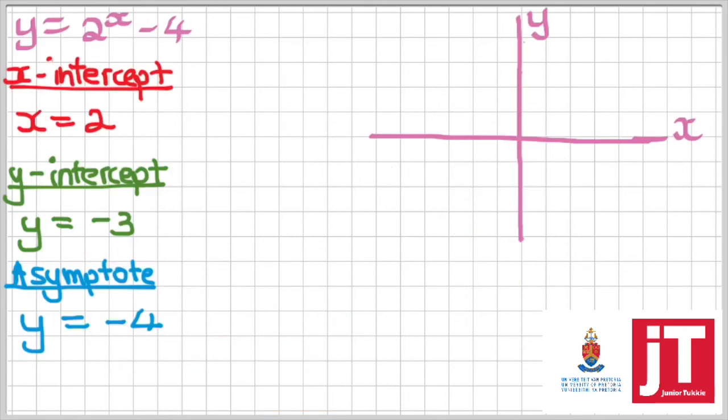So we've got our x-intercept, our y-intercept, and our asymptote as the main features that we need to see on the graph. We start off by indicating our asymptote, y is equal to negative 4. Thereafter, we state the two intercepts, starting with the y, followed by the x. Then the shape of the graph would be like that.